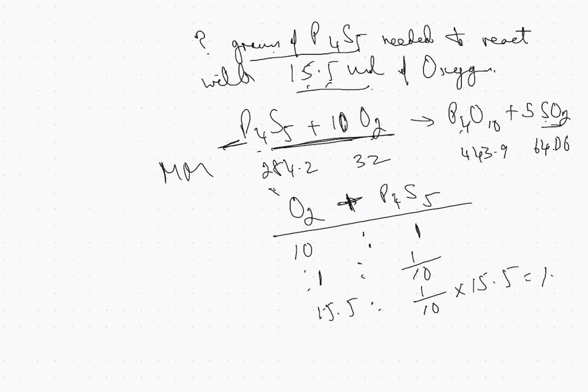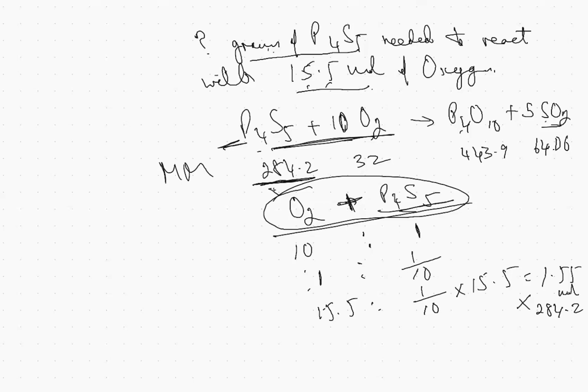But they're asking grams. All you do is multiply it by the molar mass given, 284.2. The way you write it is important, then it won't confuse you. Otherwise, it doesn't matter as long as you can solve it. 1.55 times 284.2, I get roughly 441 grams. So that's the answer. The more you do these things, the easier it becomes. You see the pattern.